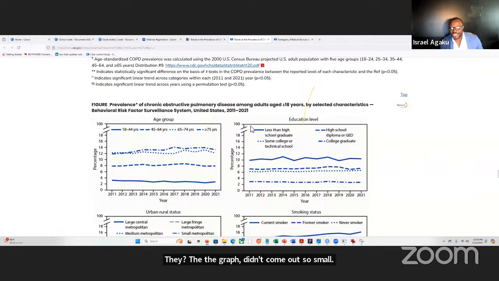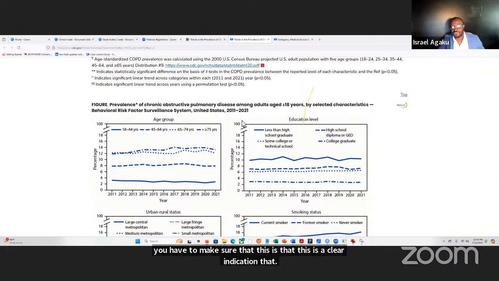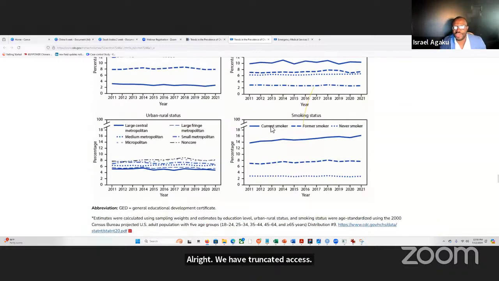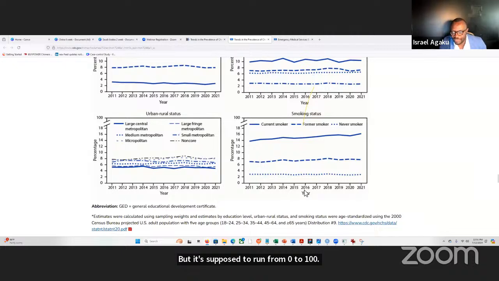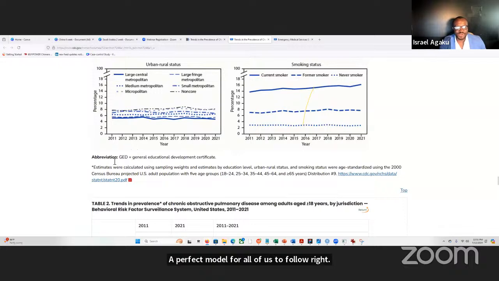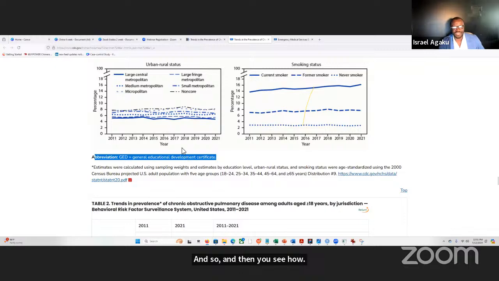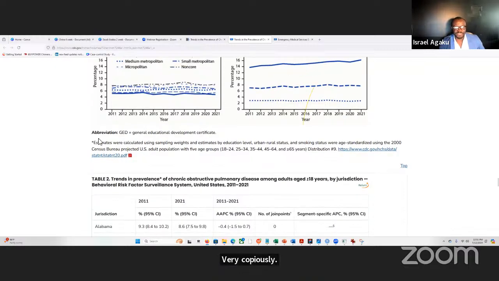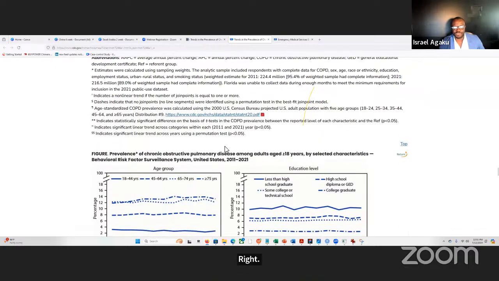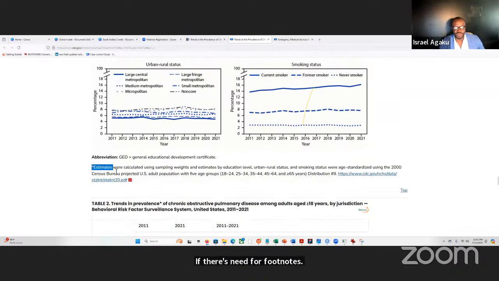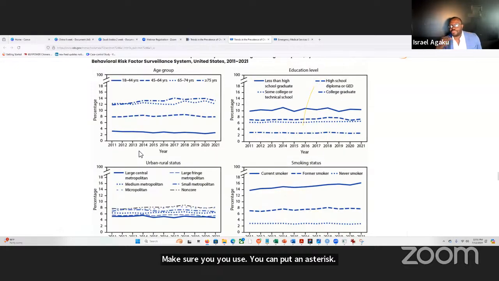This is a clear indication that, all right, we have truncated the axis, but it's supposed to run from 0 to 100, right? So this should be a perfect model for all of us to follow, right? And then you see how footnotes are there very copiously, right? If there's need for footnotes, make sure you can put an asterisk and then you put below. Now, your pattern of asterisks should also follow a pattern, right?